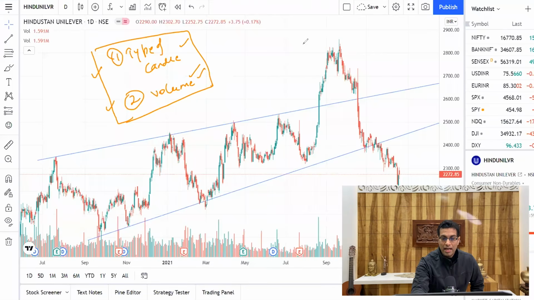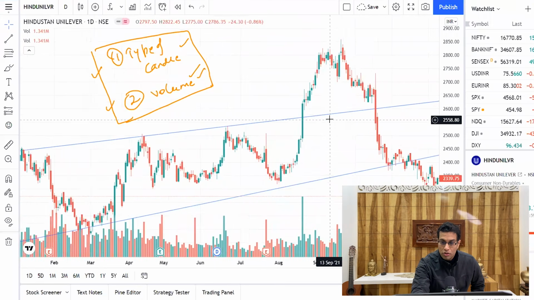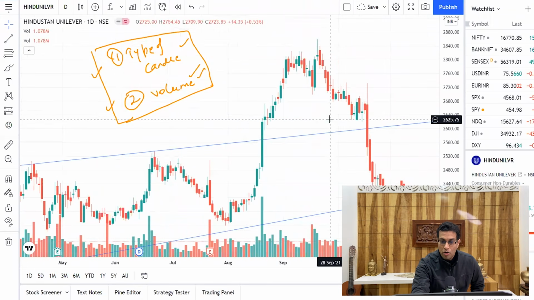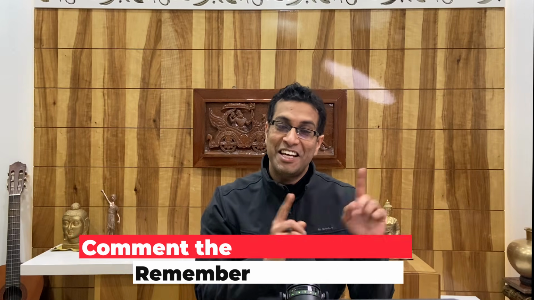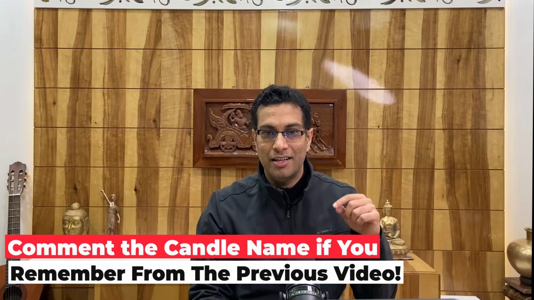So what do I mean by type of candles? So let me zoom out and let me show you the type of candle that has been formed here. So I'm zooming out and here you will see this particular candle. Now, what is this type of candle? If you have watched my technical analysis part 1, just comment in the description box below. I will also understand whether you are learning something from my videos or not.